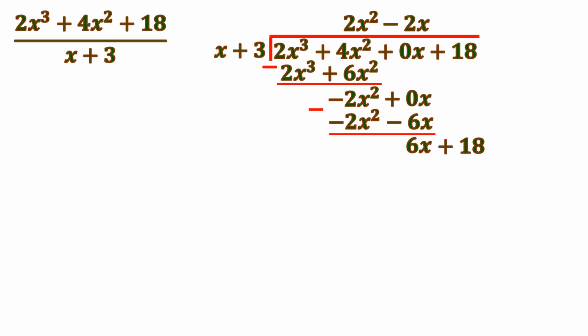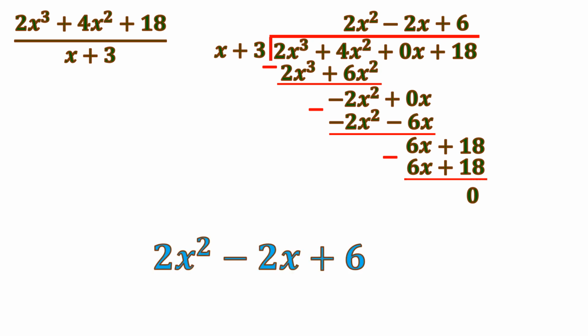Then divide 6x by x. It will be 6. Then distribute. 6 times x is 6x. 6 times 3 is 18. Then subtract. So it is actually exactly the same, so there is no remainder. And so the result or the quotient is 2x squared minus 2x plus 6.